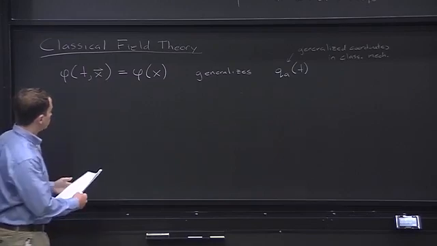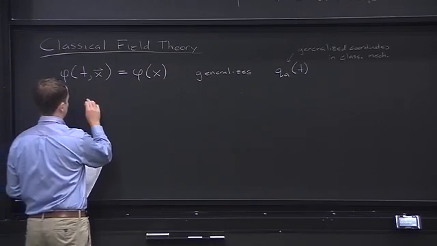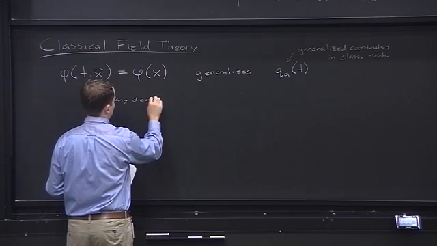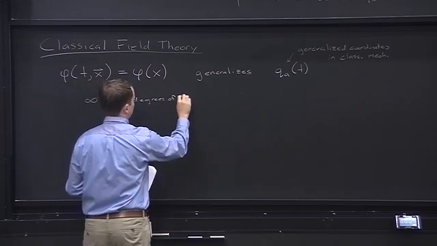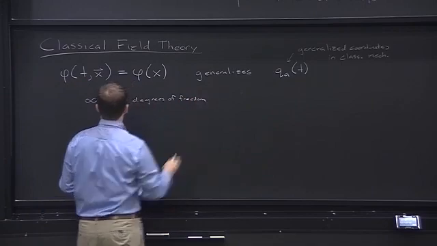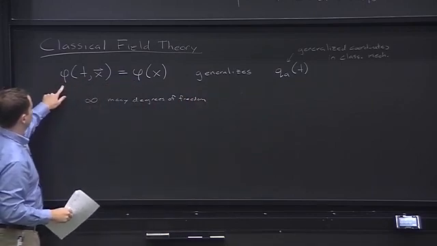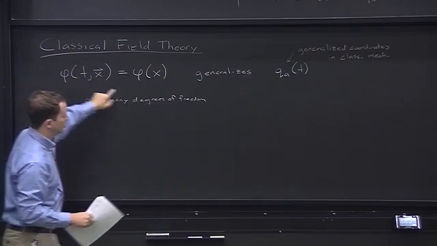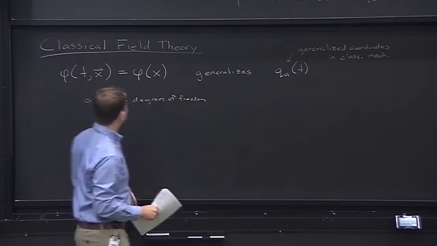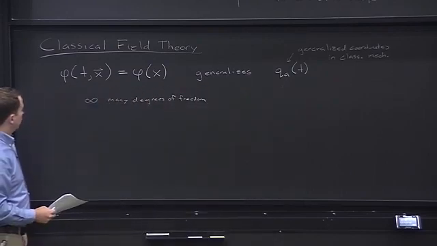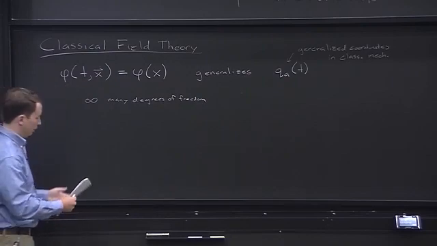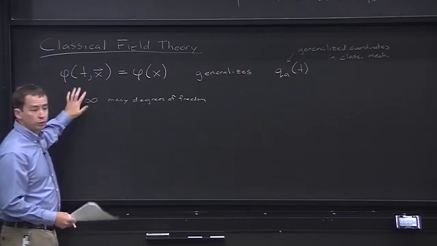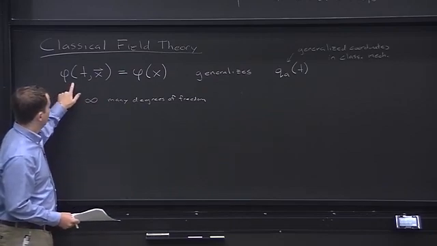So here we have infinitely many degrees of freedom, at least 1 per point in space. If it's just a single field, then we've got 1 degree of freedom per point in space. I'm just thinking about this analogy where A becomes continuous. But we could have more than 1 field, in which case we'd have more than 1 degree of freedom per point in space.